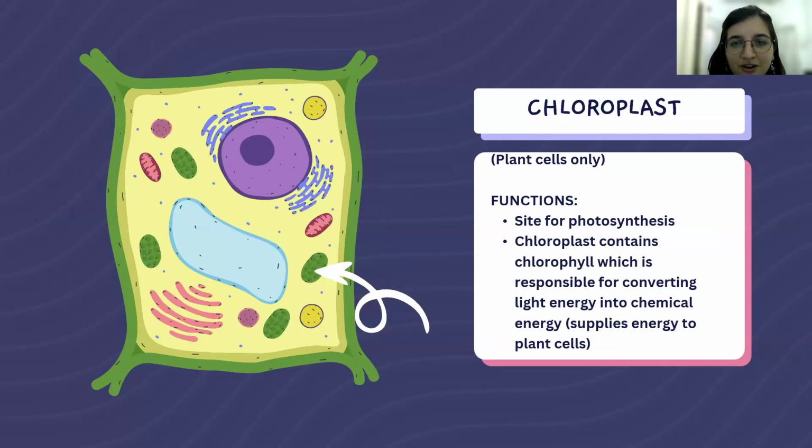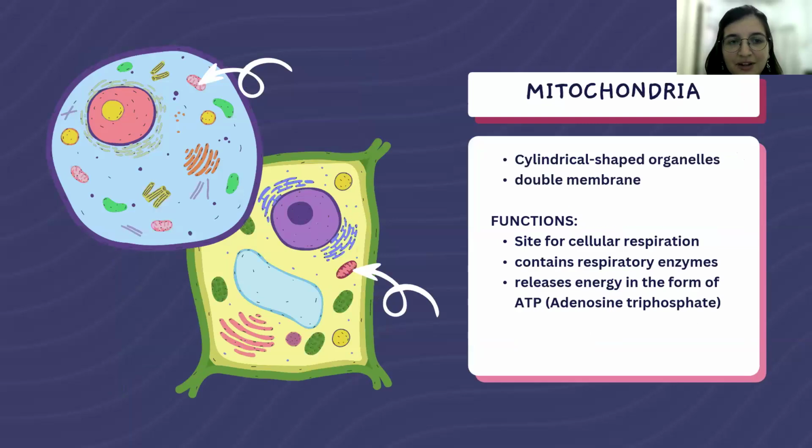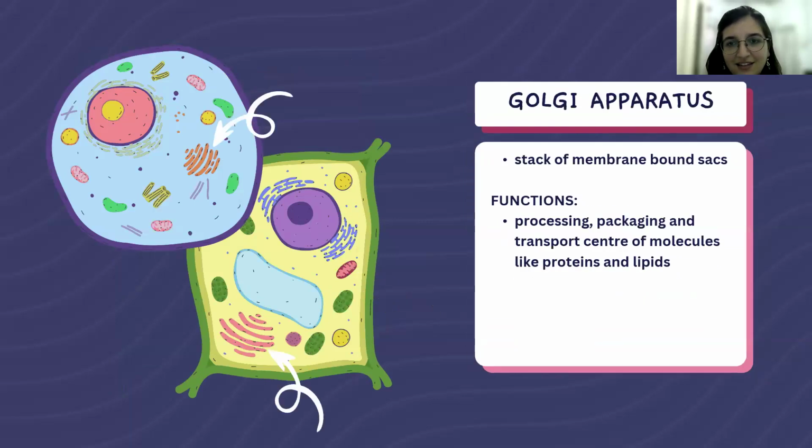And we learned about the chloroplast, which is only in plant cell, and it is the site for photosynthesis, very distinguished from animal cells, because chloroplast contains a pigment called chlorophyll, which turns light energy to chemical energy, and that's how plants gain their nutrients. And we learned about the mitochondria, the powerhouse of the cell, and the energy form that it releases is called ATP, adenosine triphosphate. And we learned about the Golgi apparatus, which is like the factory of the cell.